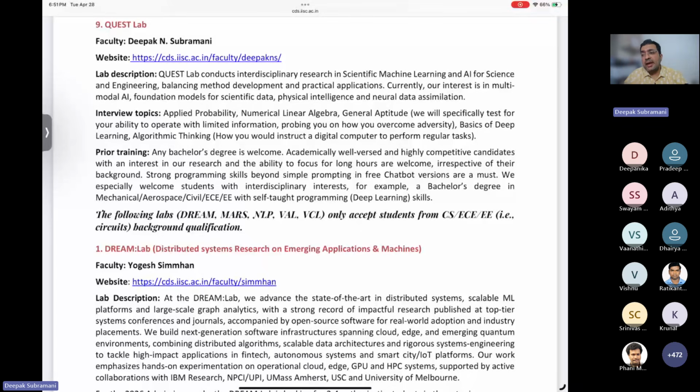The ninth lab in the first section, the computational science and engineering labs, is my lab, the Quest lab. We do interdisciplinary research in scientific machine learning and AI for science and engineering, balancing method development and practical applications. This year, we are specifically interested in multimodal AI and foundational models for scientific data. If that interests you, it means working with large amounts of data, lots of GPUs, and developing a foundational model for scientific data.